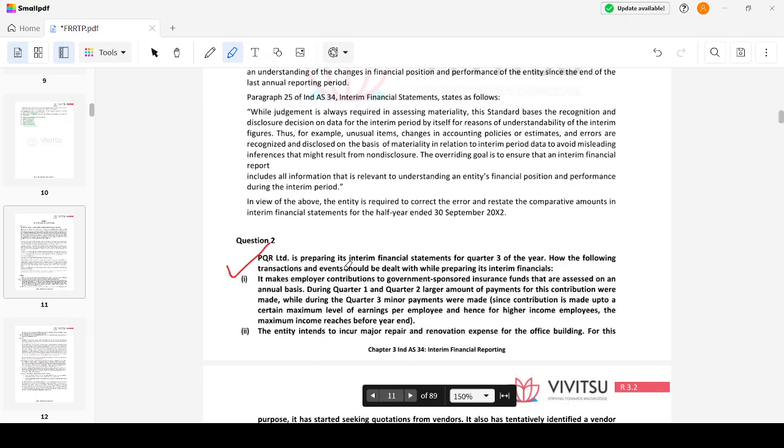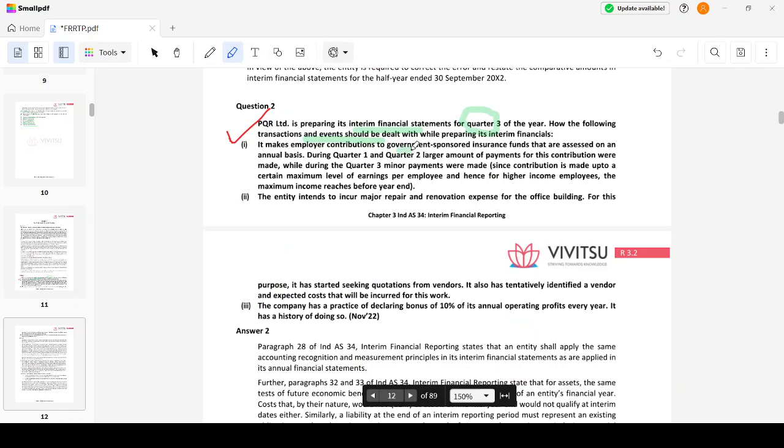PQR Limited prepared its interim financial statement, so it is the interim financial reporting standard. Now, for quarter 3 of the year, how should the following transactions and events be dealt with while preparing its interim financial statement? It makes employer contributions to government-sponsored insurance funds that are assessed on an annual basis. During quarter 1 and quarter 2, larger amounts of payments for these contributions were made, while during quarter 3, minor payments were made. Contribution is made up to a certain maximum level of earnings per employee. For higher income employees, the maximum income is reached before the year end.